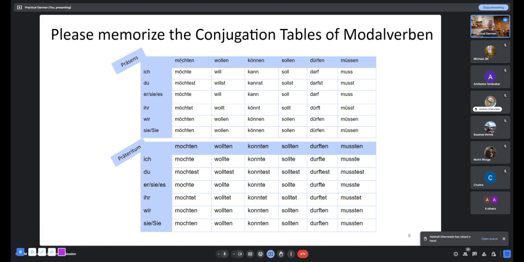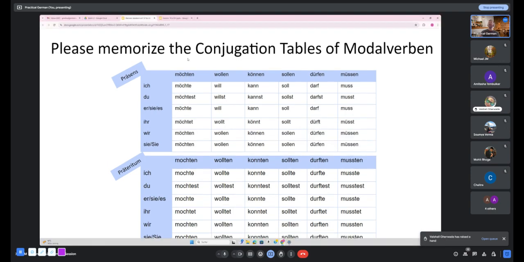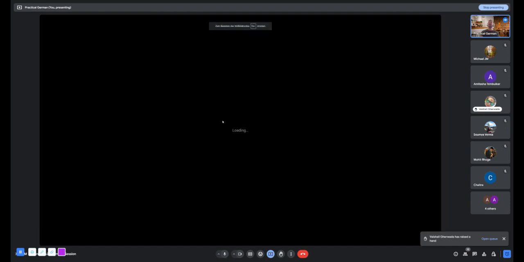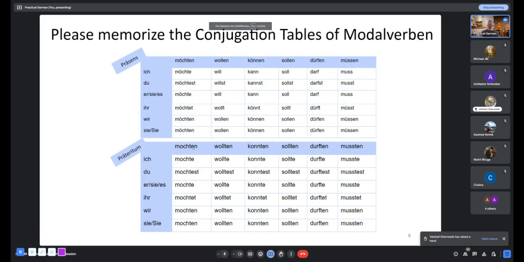Now, how do I figure this out? All you have to do is, if there is an umlaut, remove the umlaut. So möchten becomes mochten, right? And if there is no sound of t before n, then you have to add it. Here there was a t before n, so you did not have to add an extra te. Let's look at wollen.